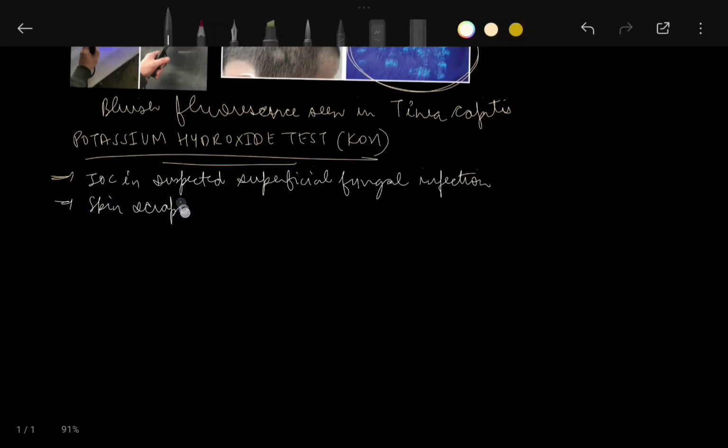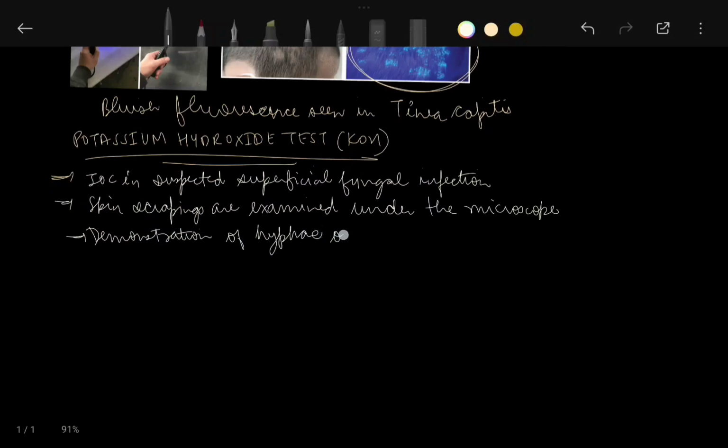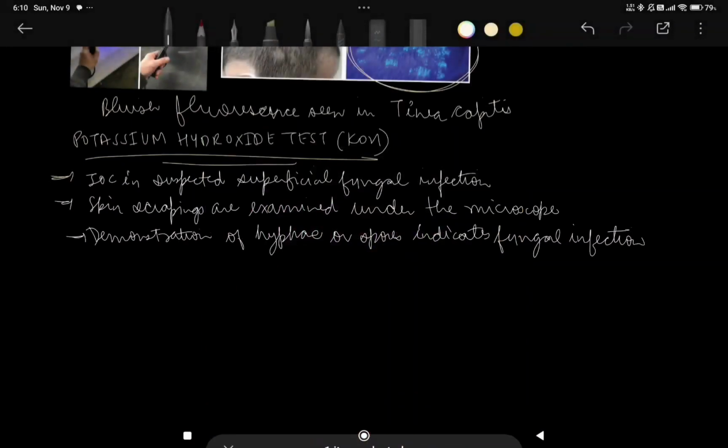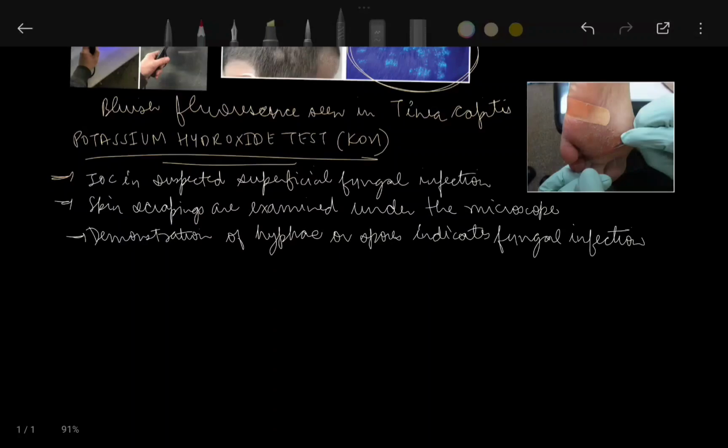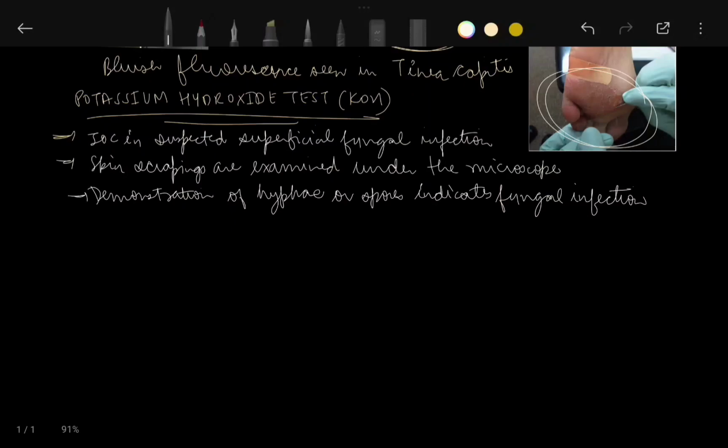Skin scrapings are examined under the microscope in this case, and the demonstration of hyphae or spores indicates fungal infection. Wood's lamp was the investigation of choice in tinea capitis. Now in the potassium hydroxide test, skin scrapings are examined under the microscope and there is demonstration of hyphae or spores. Here is an image of skin scrapings. They are taken in case of any suspected superficial fungal infection.